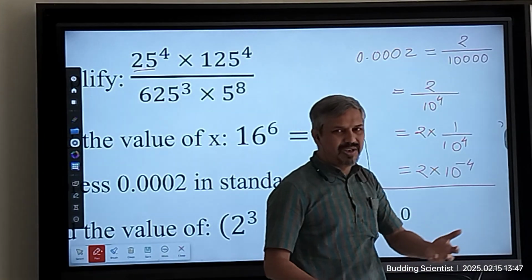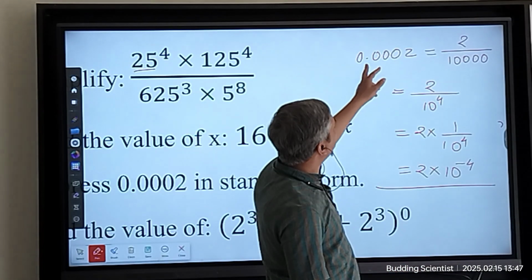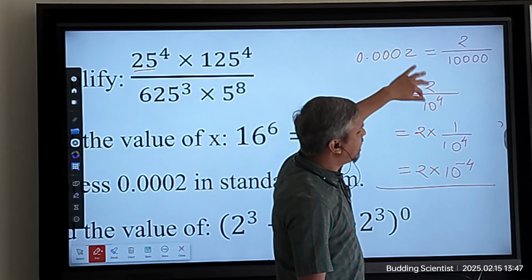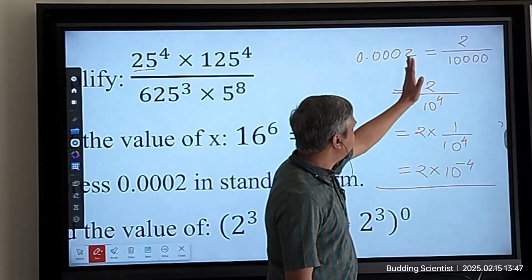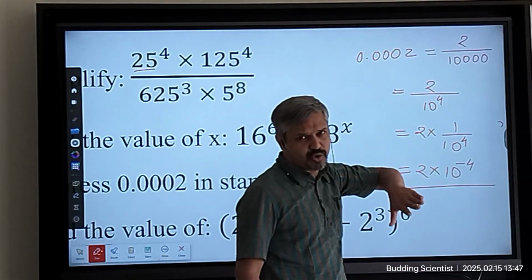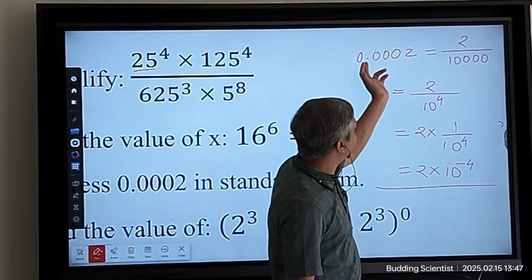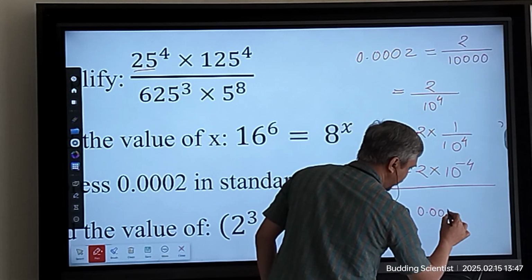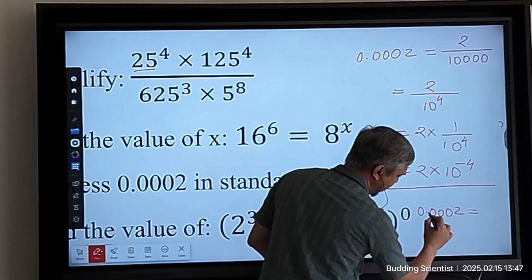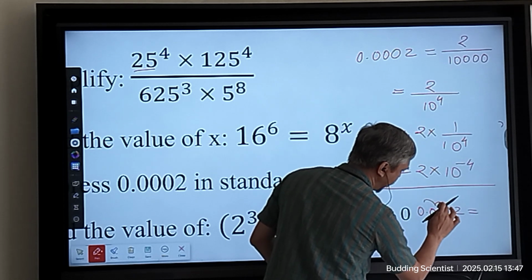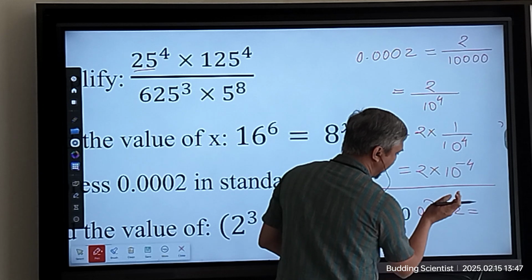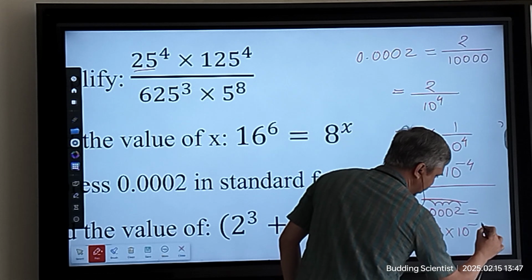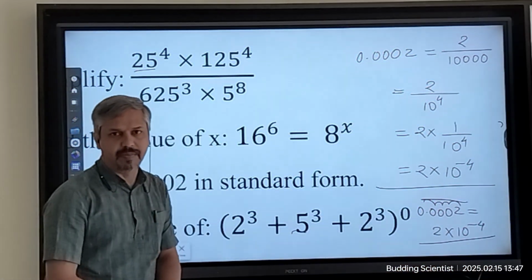This is mathematically how we can reach the answer. But sometimes students like to remember it this way: if you shift the decimal point towards the right, then the number is multiplied by 10 raised to minus 1. You shift once, 10 raised to minus 1. You shift twice, 10 raised to minus 2. Shift thrice, 10 raised to minus 3. Shift 4 times, 10 raised to minus 4. So here we have 0.0002. We are shifting the decimal point towards the right by 1, 2, 3 and 4 places. Because we are shifting by 4 places, we write 2 into 10 raised to minus 4. This is the standard form.